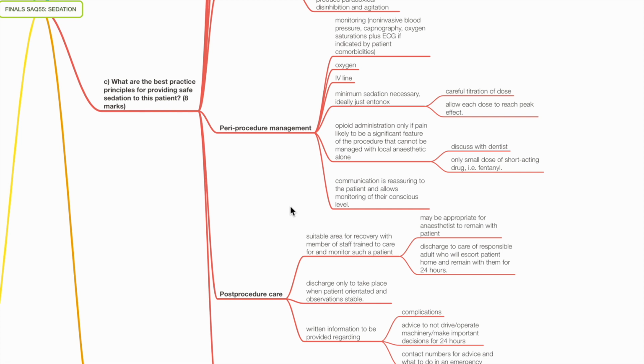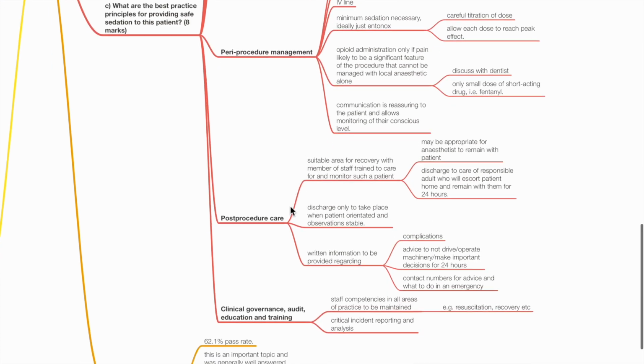Opioid administration only if pain is likely to be a significant feature of the procedure that cannot be managed with local anesthesia alone. Discuss with dentist. Use only small doses of short-acting drugs such as fentanyl. Communication is reassuring to the patient and allows monitoring of their conscious level.